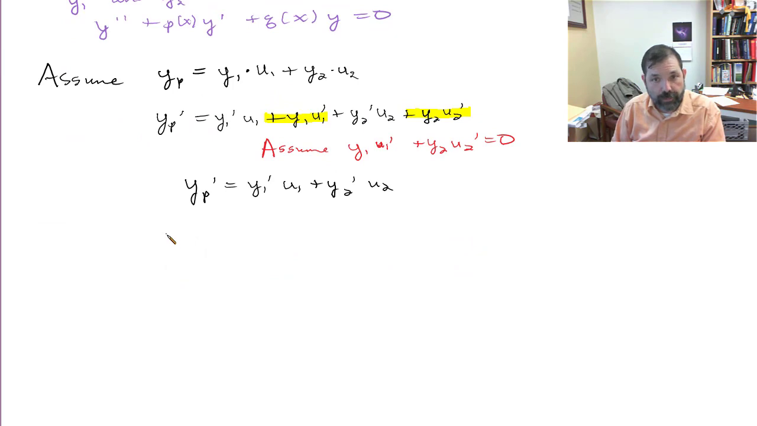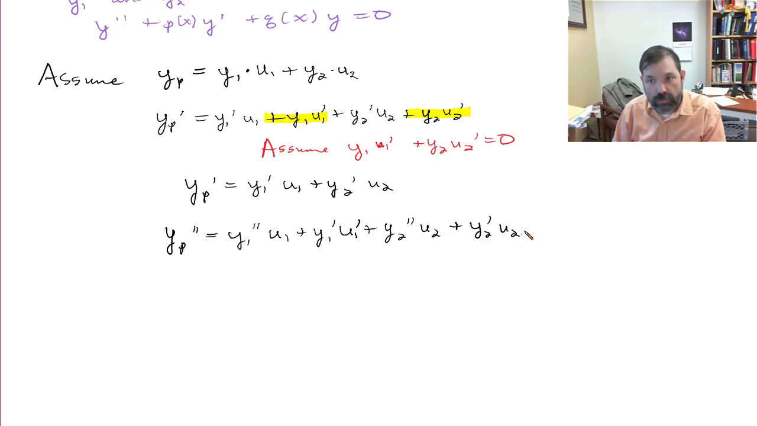And let's calculate the derivative from there. So then yp double prime, again using a product rule, would be y1 double prime u1 plus y1 prime u1 prime plus y2 double prime u2 plus y2 prime u2 prime. Okay, so now we're going to take the yp prime and the yp double prime, and using that assumption, we're going to substitute them into the differential equation that we had.